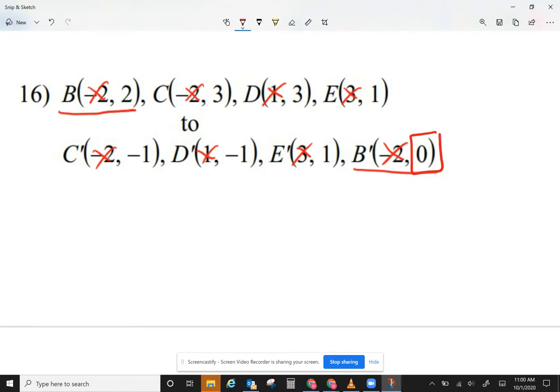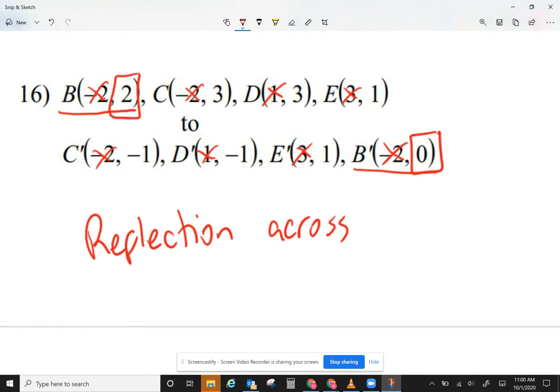I'm looking at one of my numbers is 0 and the other number is 2, because I'm following B. I ask myself, which one is right in between them? 1. So, okay, I know this is reflection, so I'm going to write reflection across. The one value that switched is the y value, so I'm just going to write y equals. And then the number between 0 and 2, the number that is right in between them, is 1.